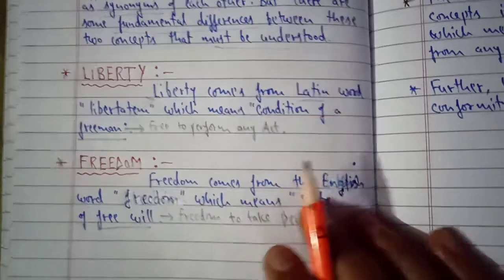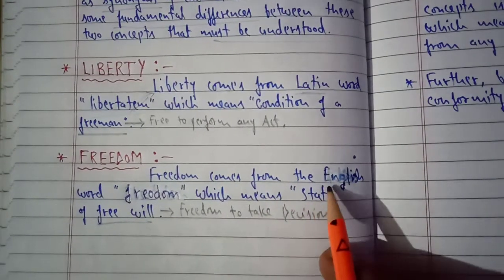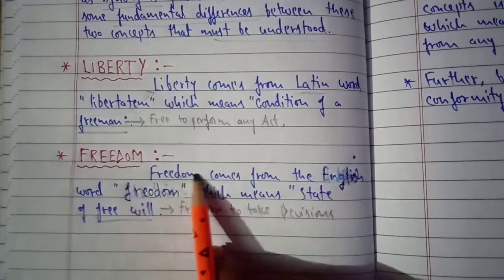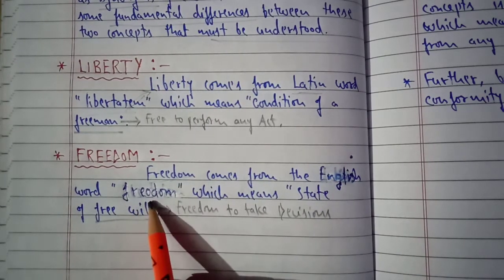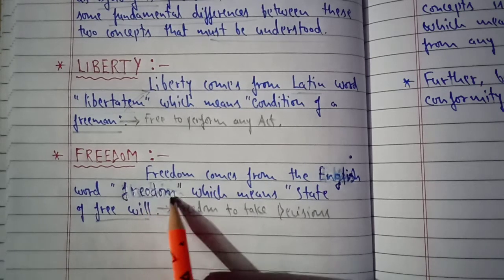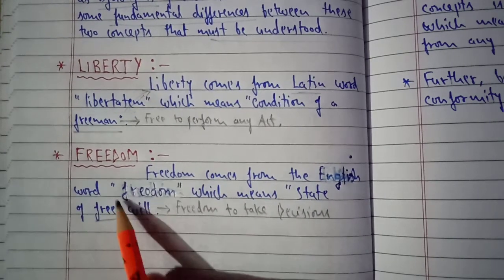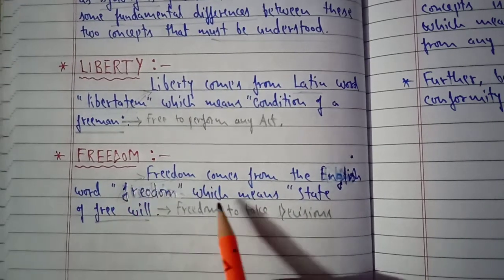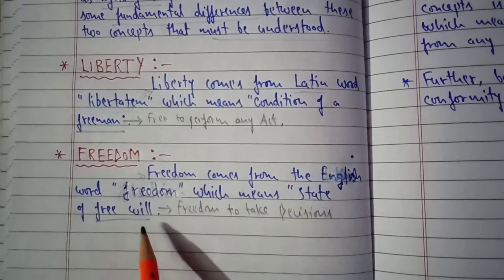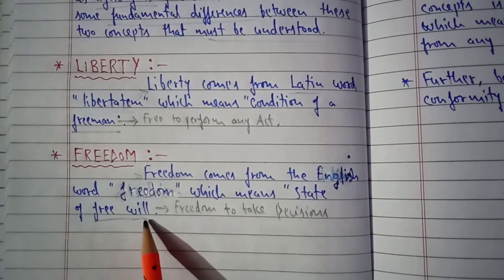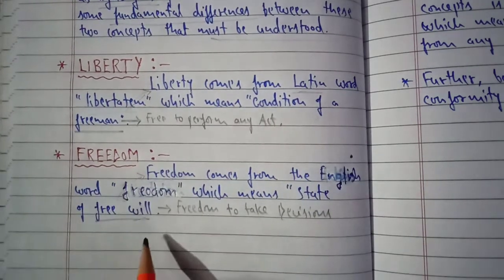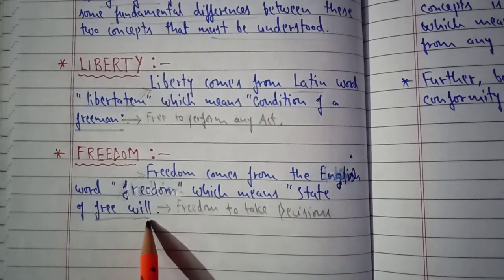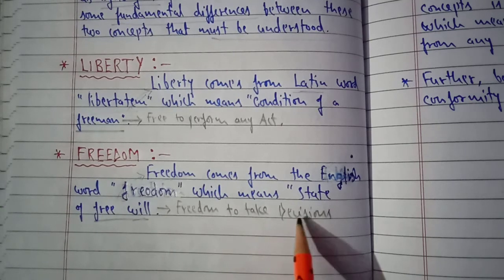And let's see what we mean by freedom. Freedom comes from an English word, freedom. From this English word we have got this word freedom, which means state of free will. You have to make sure of the difference: liberty means condition of a free man, and here freedom means state of free will. This means freedom to take decisions.